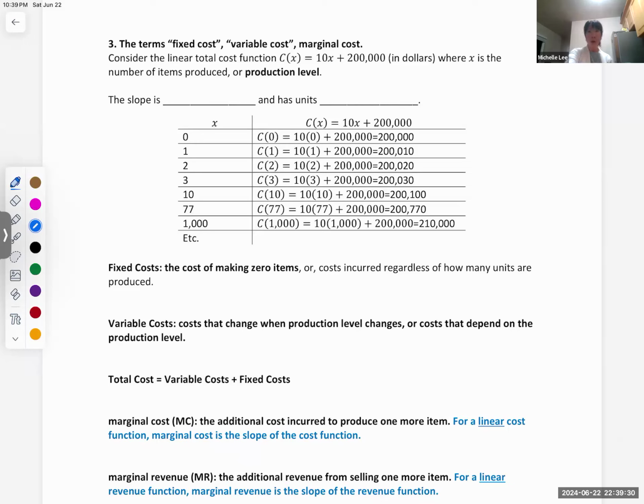In that case, total cost C of x is 10x plus $200,000, where x is the number of items produced, or production level. Okay, so in that case, this is a slope, right? So we call this a slope. We indicate it from the algebra course as m, right? So the slope is 10 and has a unit, in that case, dollars per item, right? So dollars per item.